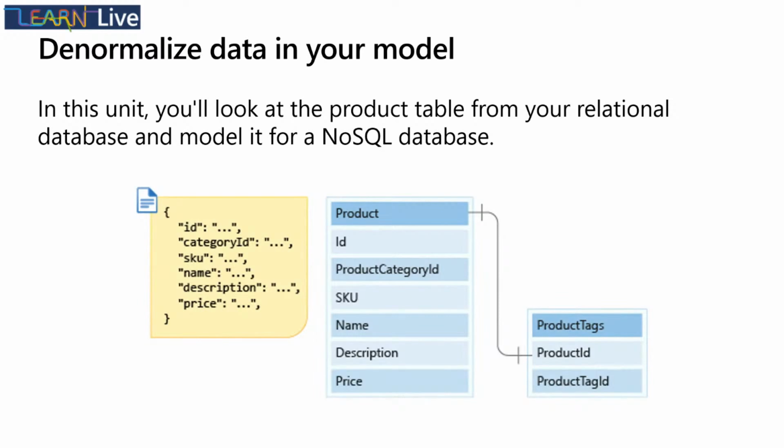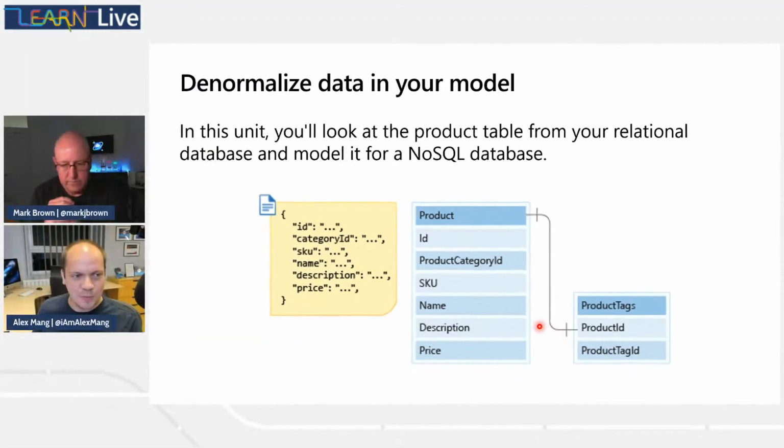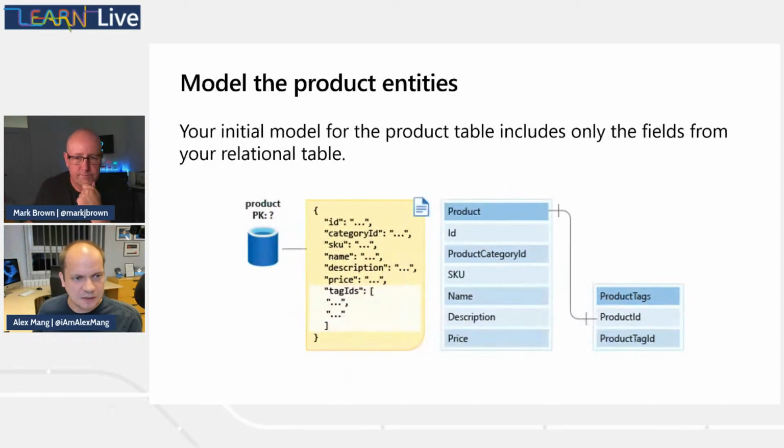And we'll be looking at the many-to-many relationship of the product table. As you can see, for instance, we have a many-to-many relationship to the product tags table, right? This is the product table, this is the product tags, and this is a many-to-many relationship because many tags can be used by many different products, of course. We do have a small snippet here, a JSON document, which emphasizes how the product table actually looks. And then obviously the product tags table would be somewhat similar, where you have an identifier for the product and one for the tag. Now, the initial model for the product table includes only the fields from the relational table, of course.